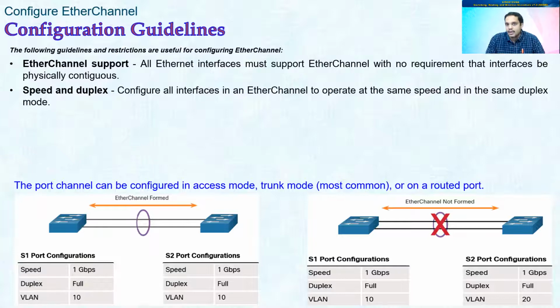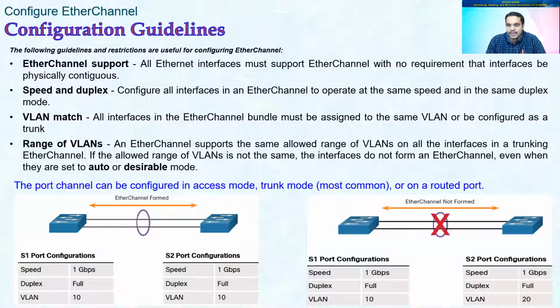The first thing is all Ethernet interfaces must support EtherChannel with no requirement that interfaces be physically contiguous. You need not simply select 1, 2, 3, 4, 5. Contiguity doesn't matter. You can select any number of ports that you want, from anywhere, and you can group them together to form one logical interface. But when you select them, you need to make sure that the speed settings and the duplex settings are the same for all these interfaces.